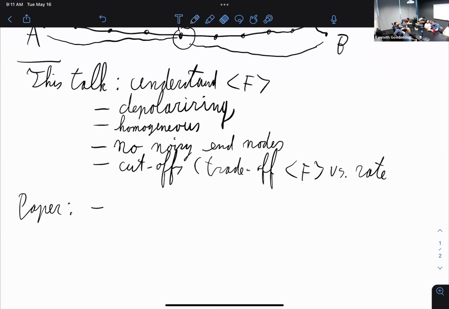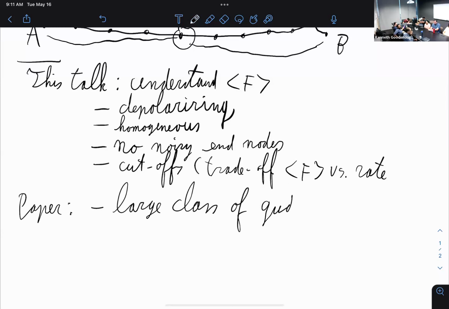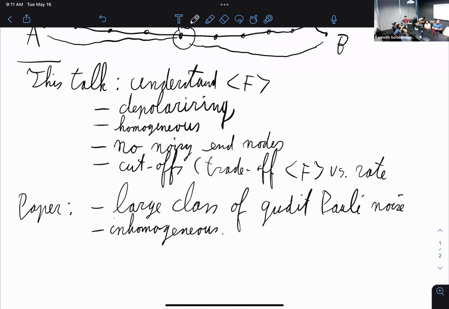We can consider a large class of qubit Pauli noise that includes arbitrary qubit Pauli noise. So that's already an assumption we can relax. I can consider the inhomogeneous case. It's quite a strong assumption to assume your repeater chain is homogeneous because, in practice, you don't get to choose where you can place your repeaters. In practice, your repeaters will also have different parameters. So we can deal with the inhomogeneous case as well. Things just become a bit more messy.